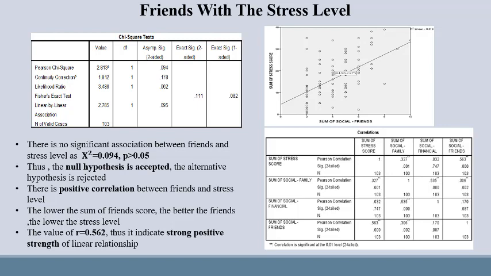According to the friends factor with the stress level, there is no significant association between friends and stress level, as Pearson chi-square is 0.094, p-value more than 0.05. Thus, the null hypothesis is accepted, the alternative hypothesis is rejected. There is positive correlation between friends and stress level. The value of R 0.562, thus it indicates strong positive strength of linear relationship.